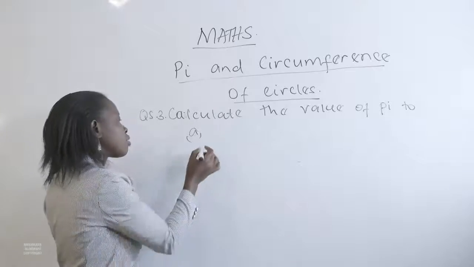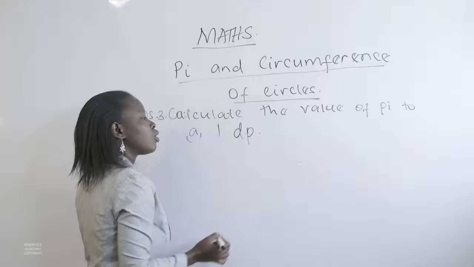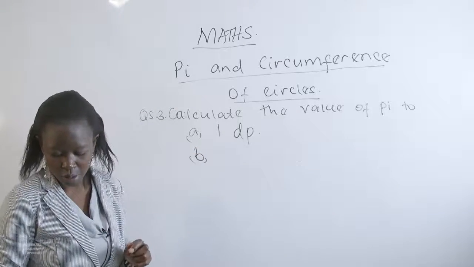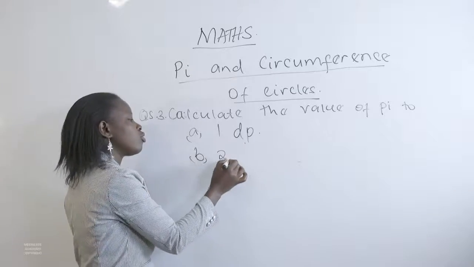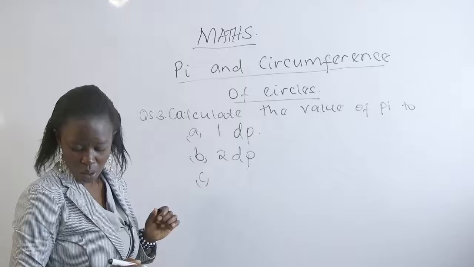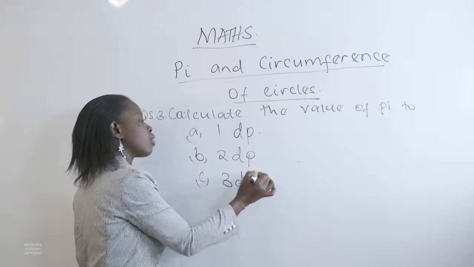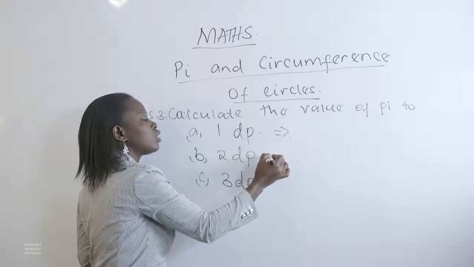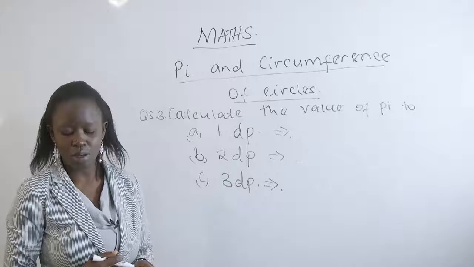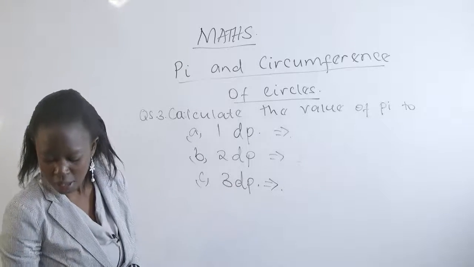We are supposed to round it off to various decimal places. The first value, we are required to round it off to 1 decimal place. The second value, we are required to round it off to 2 decimal places. And the third, we are required to round it off to 3 decimal places. So we need to know what are the approximate values of pi to those given numbers of decimal places.